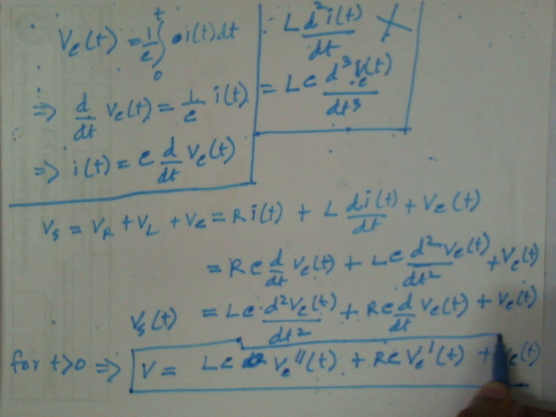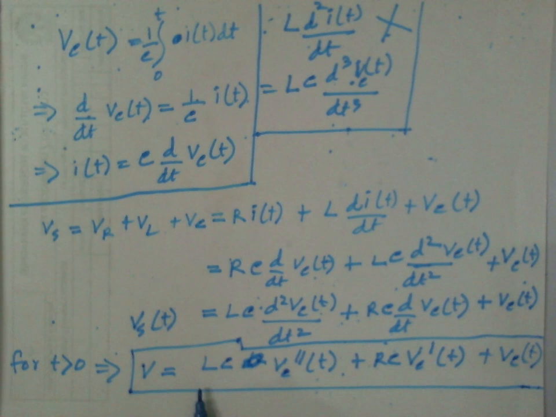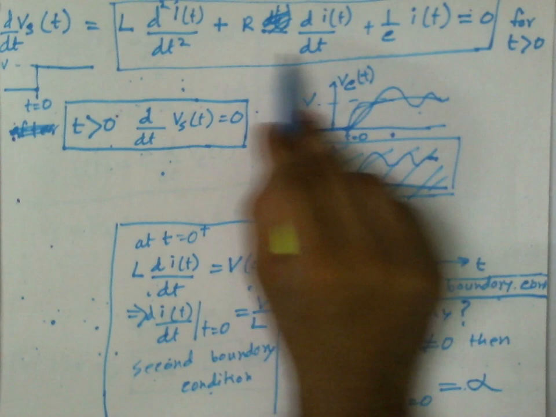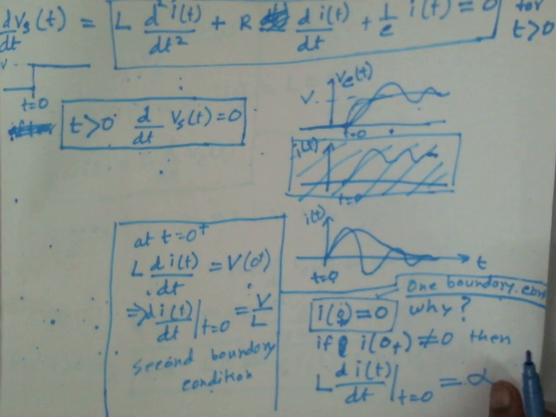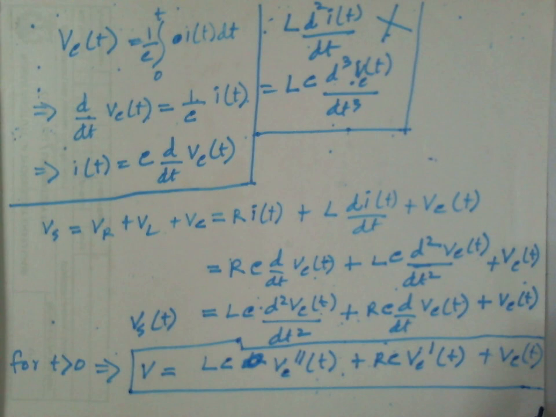So this is a non-homogeneous differential equation. By homogeneous differential equation, we mean that this thing is equal to 0. When this is not 0, it is non-homogeneous. And it's slightly trickier to solve this differential equation than if it were a homogeneous equation, with the other side being 0. But we can solve it. If we want to find VC(t), this waveform of VC, we have to solve it.